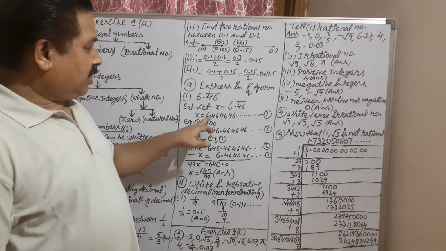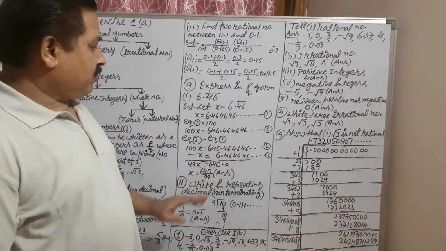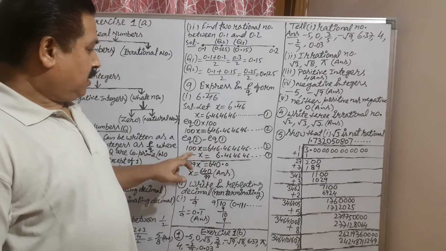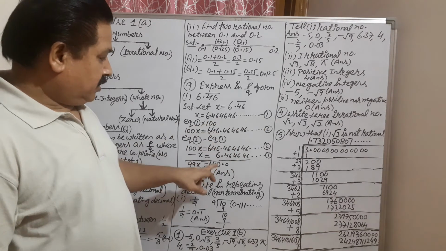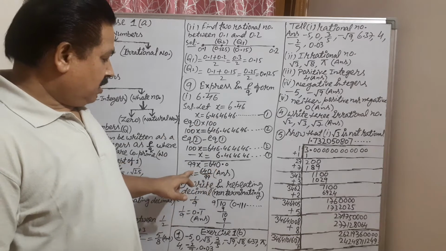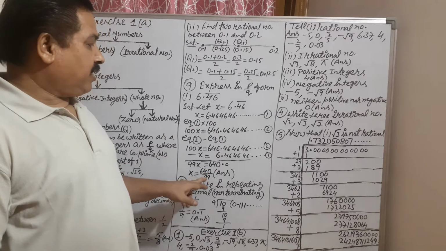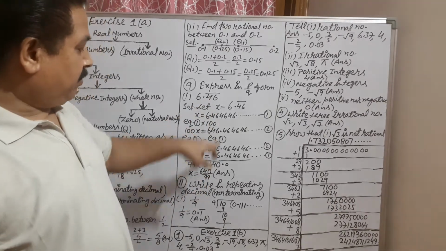100x will be here. Now multiply by 100. The point will come out here. See, this is equation number 2. Now see the method: equation 2 minus equation 1. 100x minus 1x is 99x. Similarly, this minus that will come 640. So x will come out 640 upon 99. So this is the value of x. This is the fraction form of this bar number.